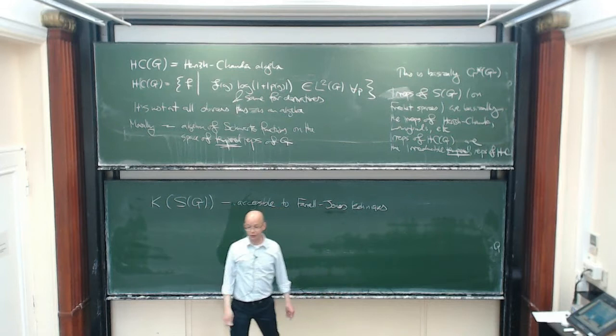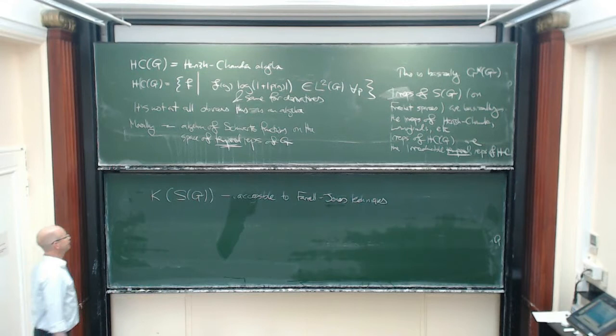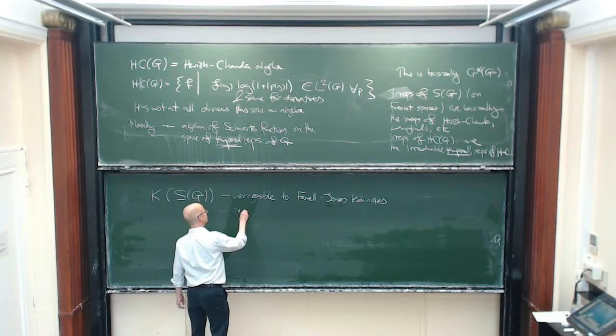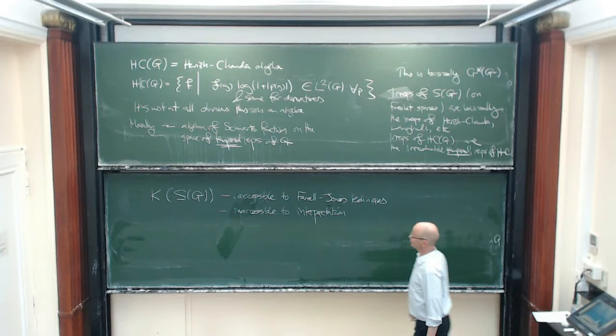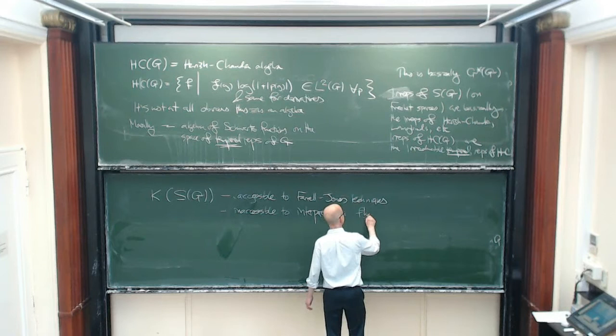So it's wonderful. We have a beautiful understanding of what this fella is. On the other hand, it's pretty much inaccessible to interpretation. Once you've done the calculation, you could ask, well, what does it mean? What can you say about representation theory as a result of this? And the answer is pretty much nothing through representation theory.